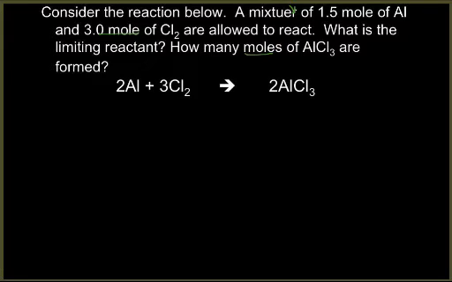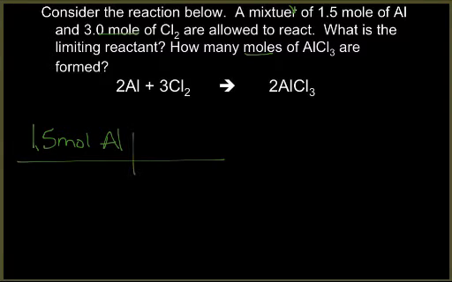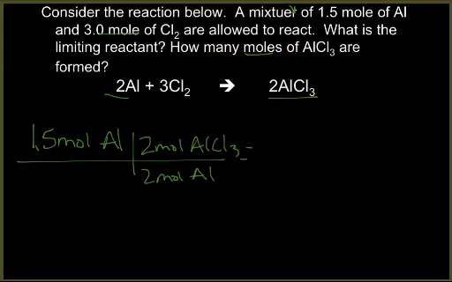So we're going to go from 1.5 moles of Al to AlCl3. We're already in moles, and we're going to stop in moles too. So I have 2 moles AlCl3 for 2 moles of Al, and that gives me 1.5 moles of AlCl3.